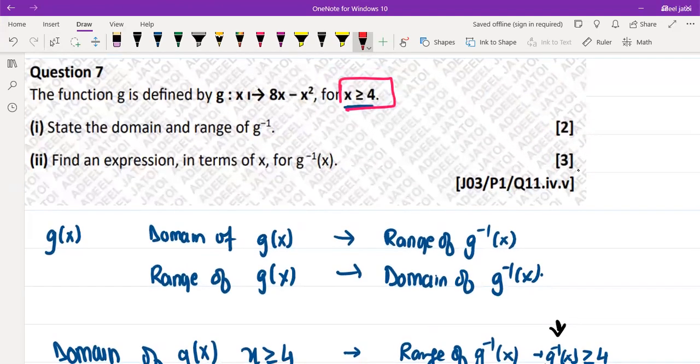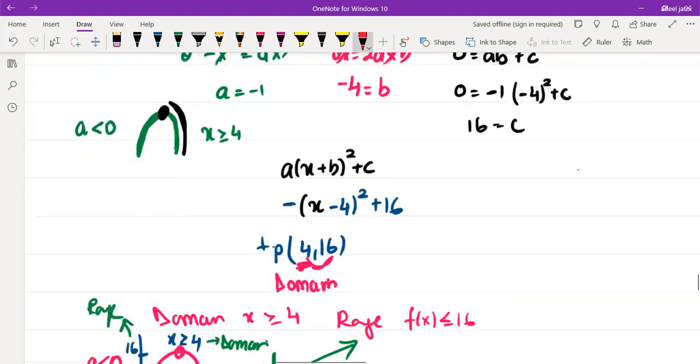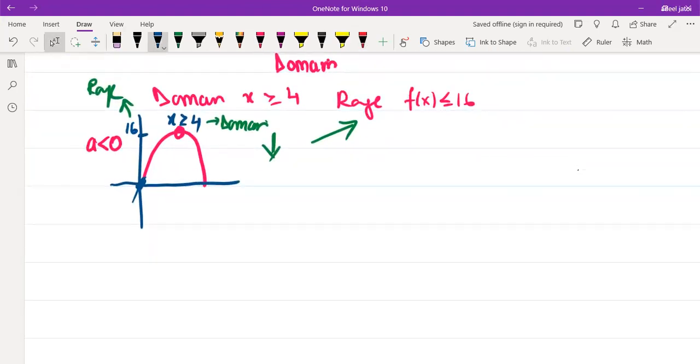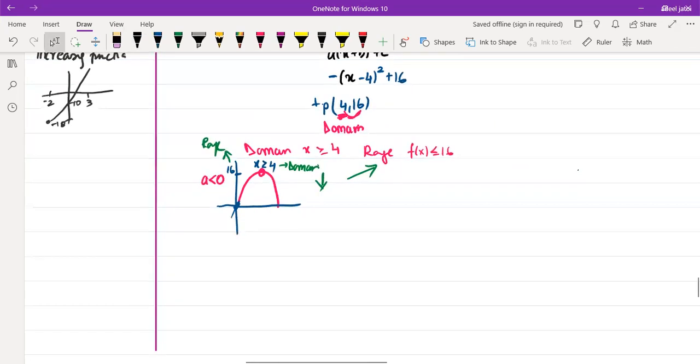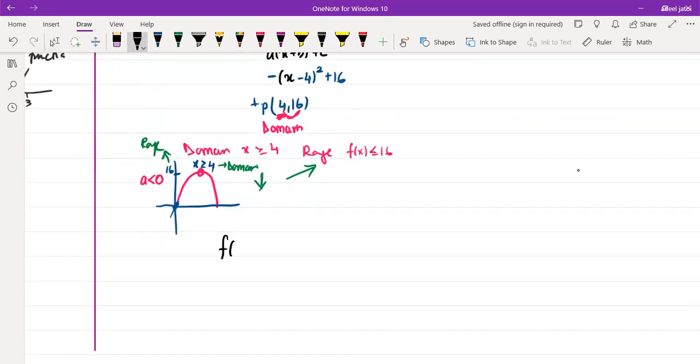Now, find an expression in terms of x for g inverse of x. Again, it's the same thing that we need to understand. We'll start from the point where the question has given f(x) equals minus (x minus 4) whole squared plus 16. Your quadratic equation does not give an inverse unless it tells me a point where it starts being a one-to-one function, and that one-to-one function normally starts from the turning point. So your inverse will start from the turning point expression, which is the completing the square form.